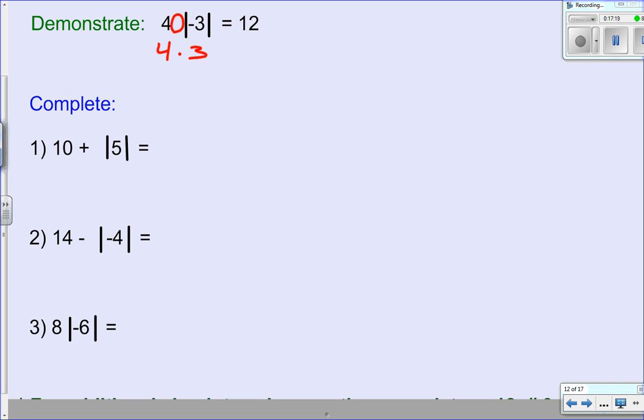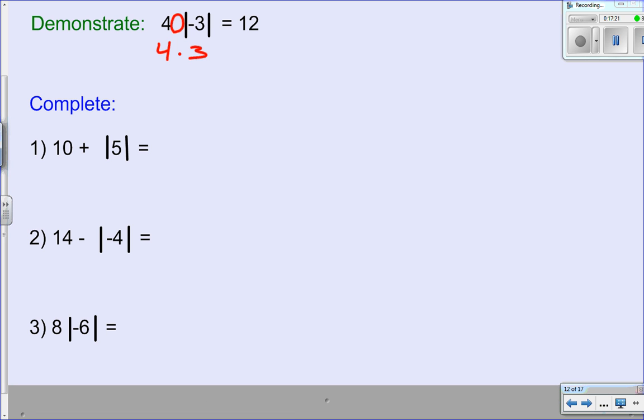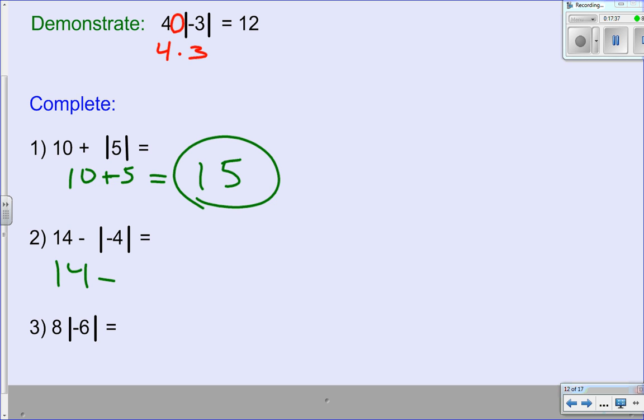Again, please pause your recording and complete these 3 problems. Number 1, 10 plus the absolute value of 5, keep it the same, it's already positive, is 15. 14 minus the absolute value of negative 4 is just positive 4, so this is 10.